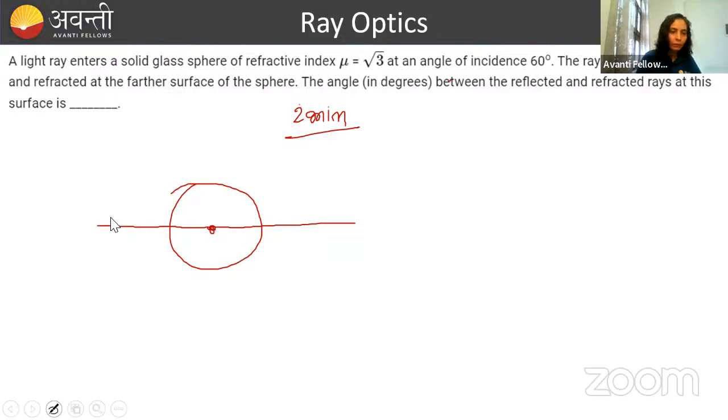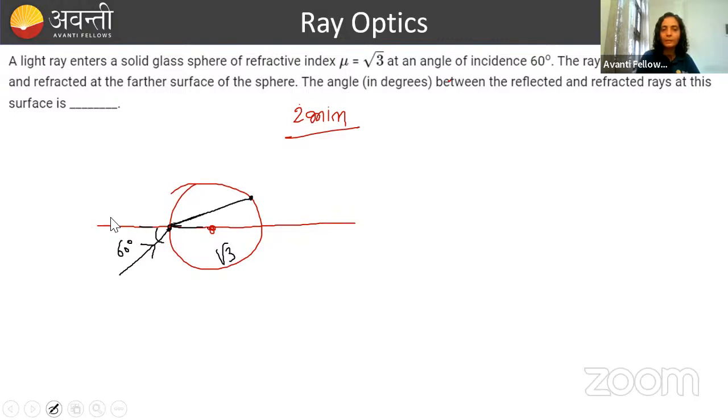Then if I say light is falling at this point, suppose, so this line will become normal at this point. And this is the incident light. So this is your 60-degree angle of incidence. It's given, right? And its refractive index is also given. Done. So we can easily calculate what will happen. It will bend towards the normal.